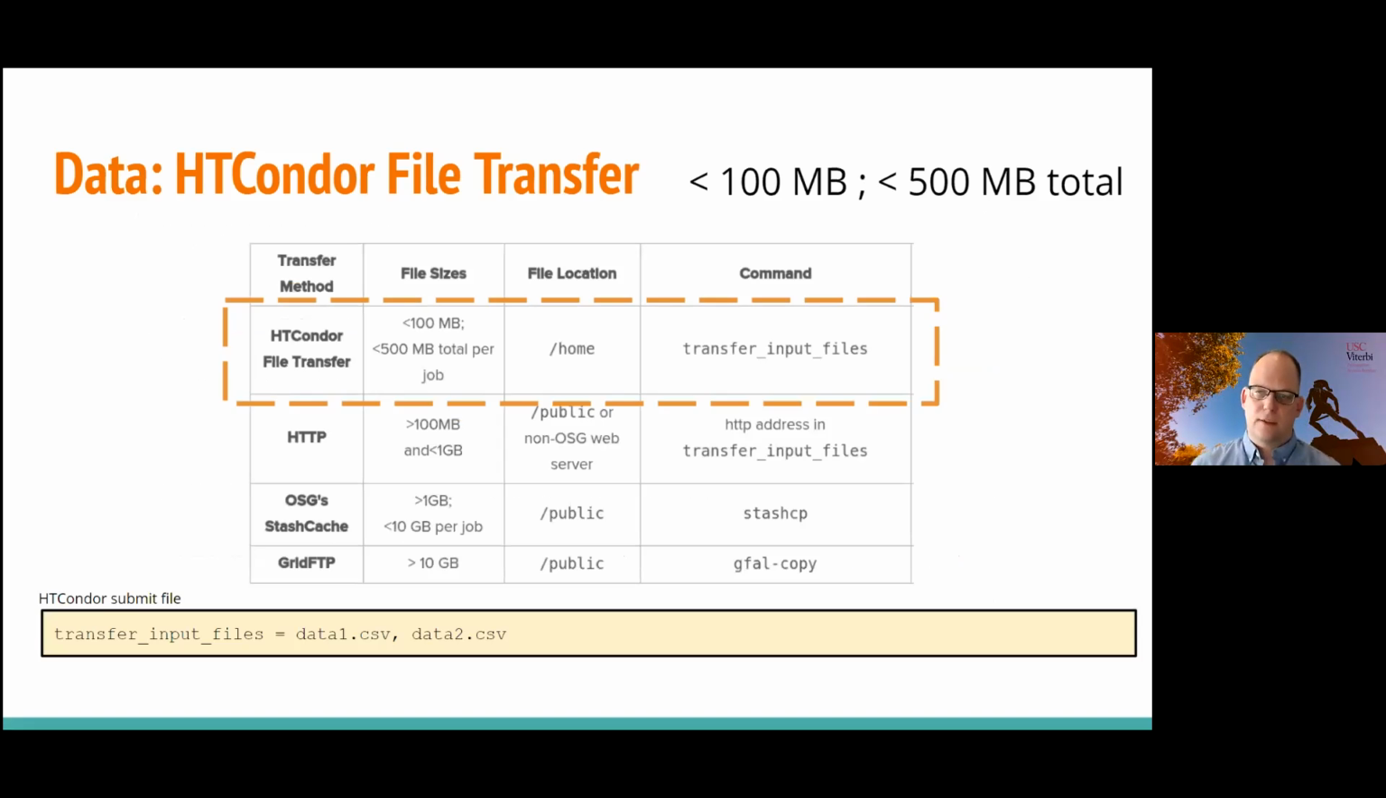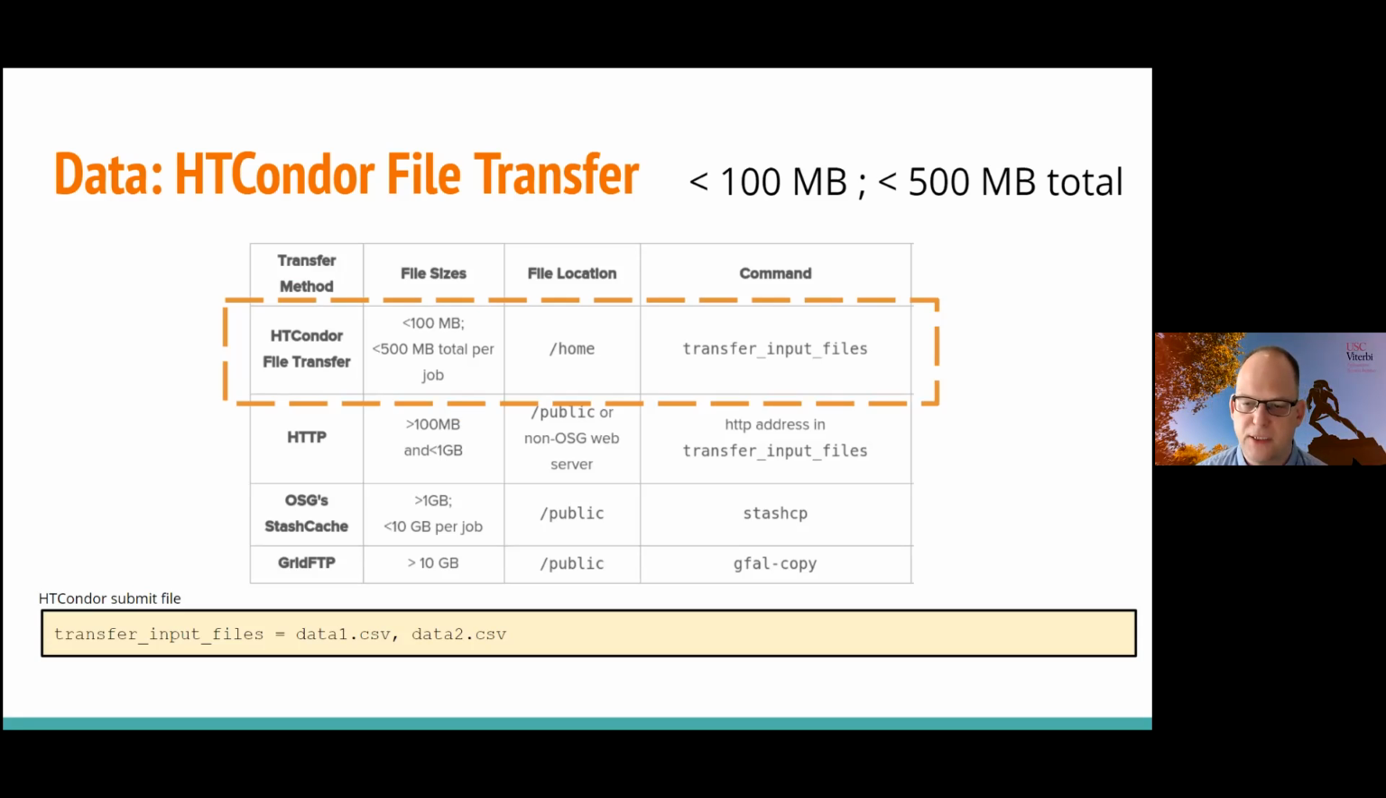And the first method, again, this is probably the fourth time we're talking about Condor file transfers. The table here is directly from our documentation, so you can find this on the website. So here's the recommended: if you have less than 100 megabytes or 500 megabytes total for the job, HTCondor file transfer is the recommended way. You use the transfer_input_files equal to, and then a list of those files.